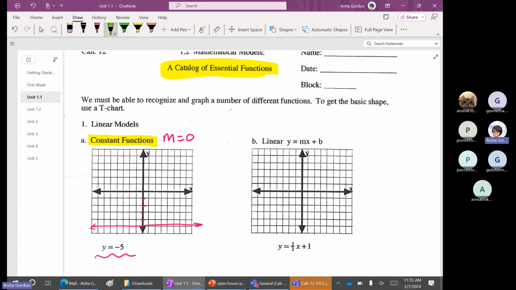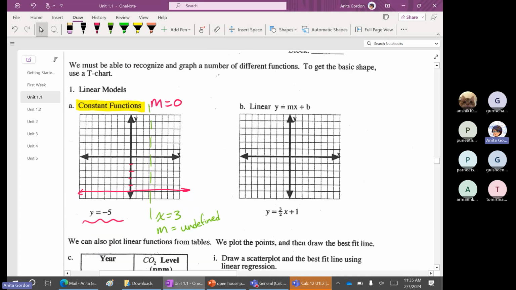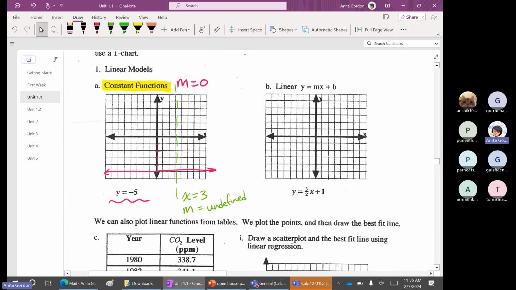Okay, what would be a constant function? Actually, it's technically not a function, it's a relation. If I had something like this, what would the equation of the green line be? X equals 3, and what would the slope be? Undefined. All right. We'll get to this later, but undefined slopes represent our asymptotes. So things that you cannot cross or things you can approach but cannot touch will be defined as our asymptotes. And we'll get to that later on.